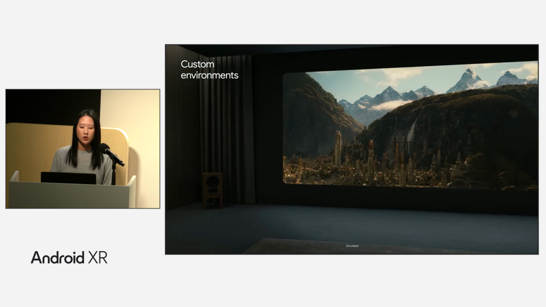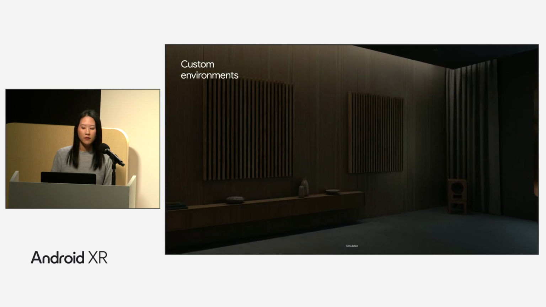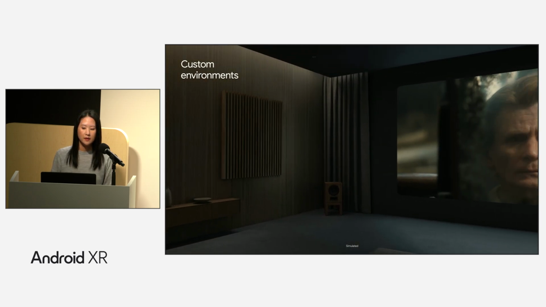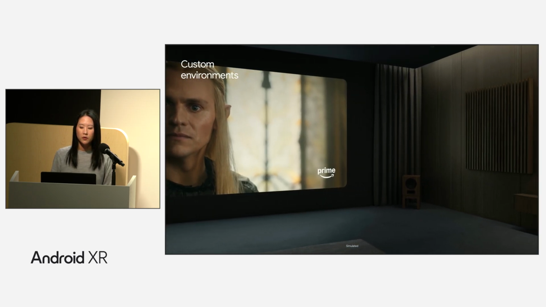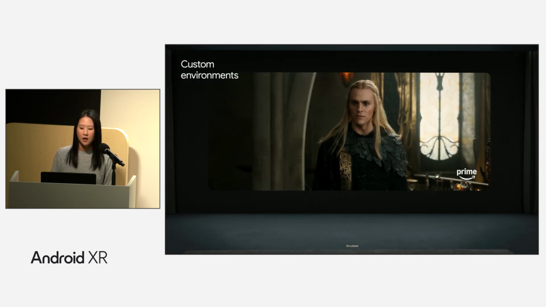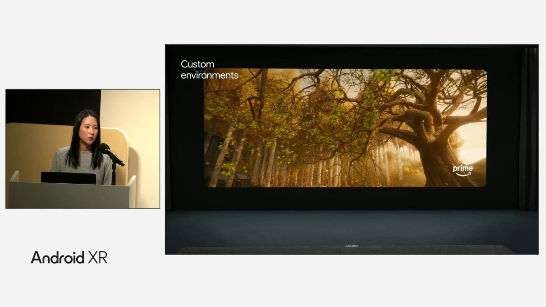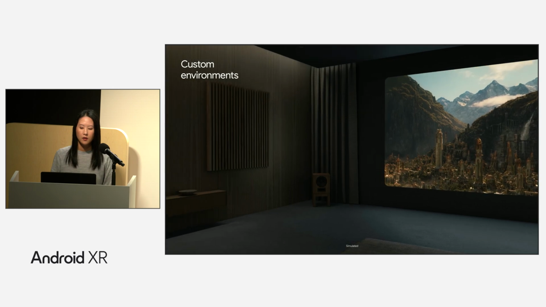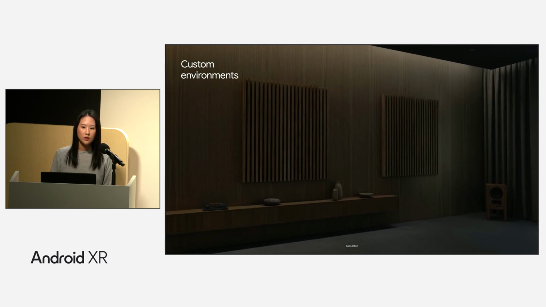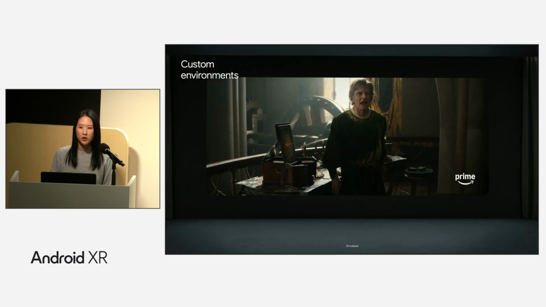In full space, you are able to override users' default environment with an immersive virtual space. Spatial environments in full space are non-interactable, but allow users to feel a deeper sense of immersion. For example, the user feels like they're watching movies in a home theater with Google TV.